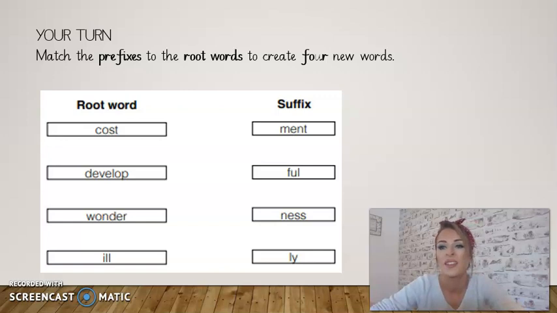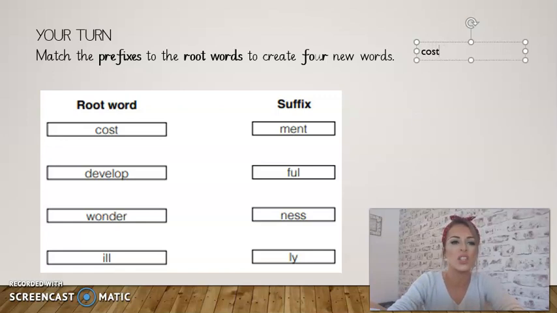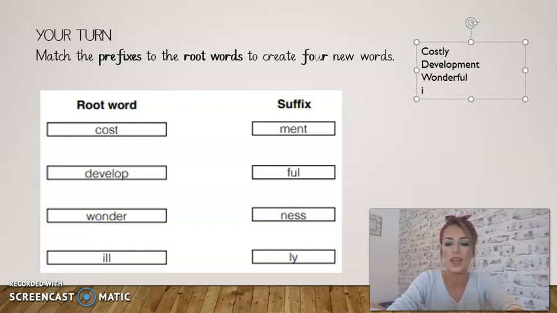Okay, and I'm going to give you the answers. I'm going to write them down here for you. So if you haven't written them down yet, just pause the video again and get yourself finished. Okay, so the words you were looking for were costly, development, wonderful, and illness. So well done if you got those. Let's move on to the next question.